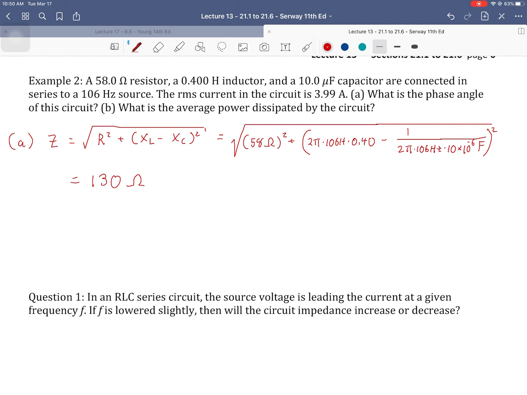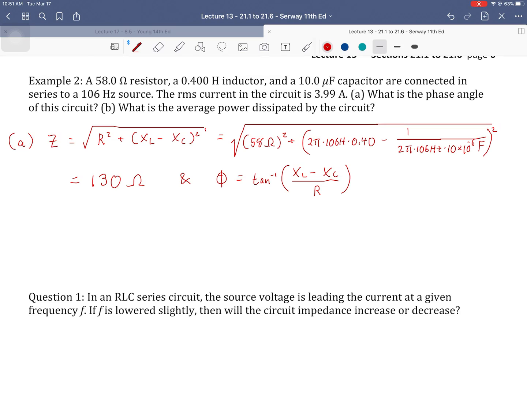And then I was asked for the phase angle. Let's see, I actually could have gotten away with not calculating the total impedance, so my bad. But let's go ahead and do the phase angle. The phase angle is going to equal just XL minus XC divided by R. Oh, but of course, tangent inverse of all that, otherwise it doesn't make any sense. So I'll have tangent inverse of that expression.